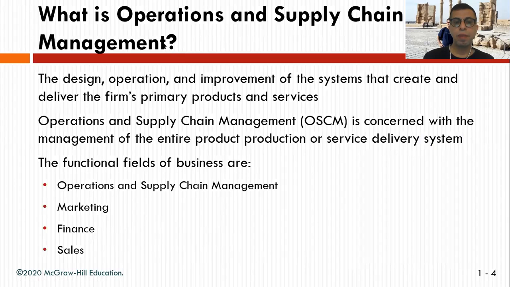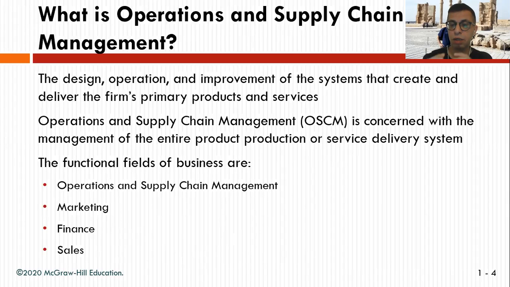So the question is, what is operation and supply chain management? The definition is the design, operation, and improvement of the system that creates and delivers the firm's primary products and services. So it could be a service or it could be a primary product. The design, operation and improvement of that system is part of supply chain management. OSCM, operation and supply chain management, is concerned with the management of the entire product production or service delivery system.